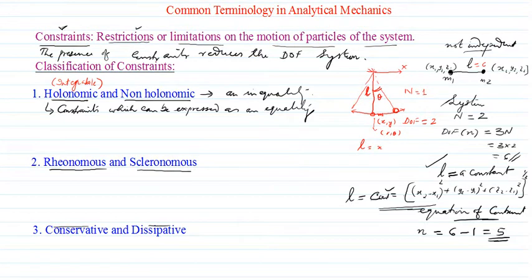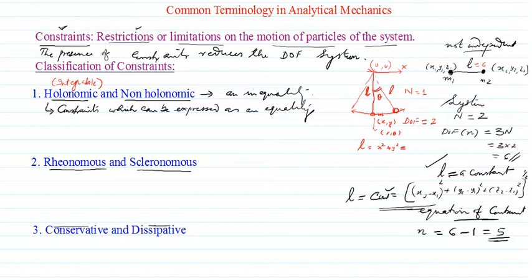If this is the origin (0, 0), then I can represent this as L equal to a constant, or simply write x square plus y square, or x square plus y square plus z square, whatever it is, equal to L square. We can use it in that way also, even while it is oscillating. So this is an equation.